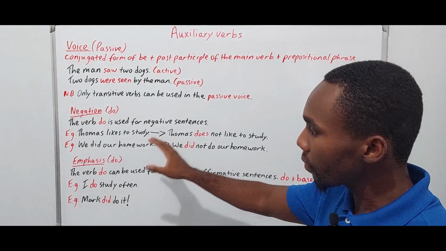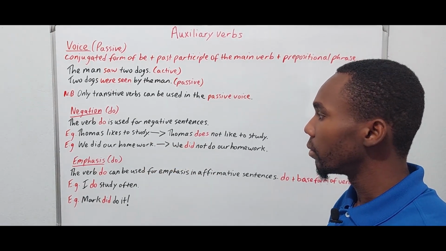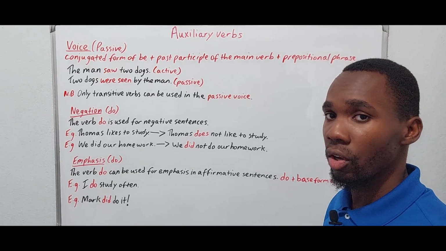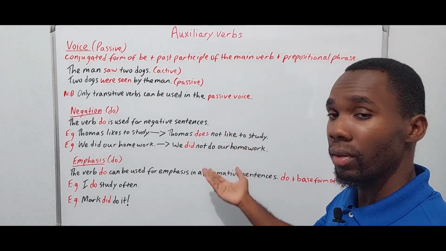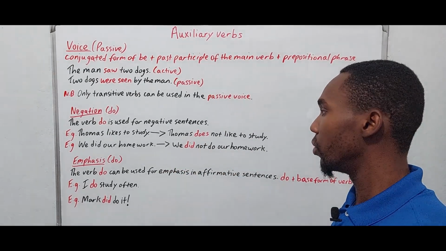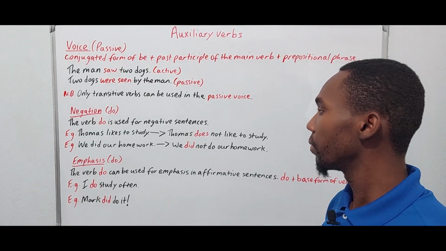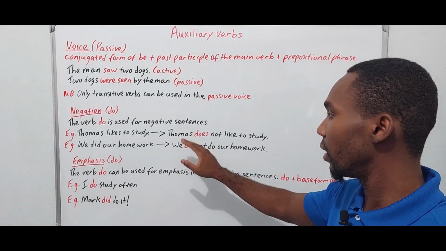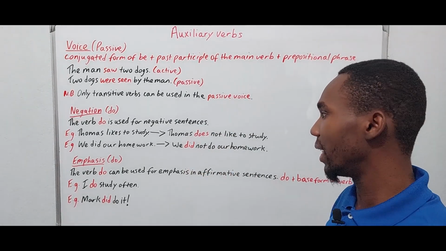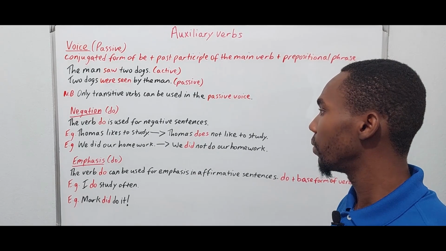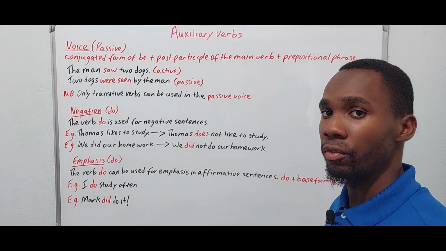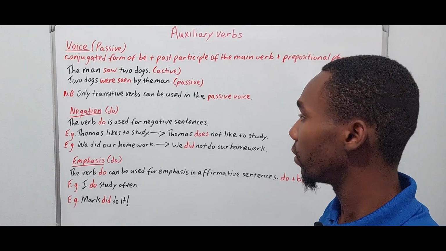Okay? We did our homework. If we want to make that negative, we have to add not, but we also need to add the verb do. And this is past tense. So we did not do our homework. So the did in this case is an auxiliary verb to do. And did would also indicate tense as well. But yes, the verb do can be used to form negative sentences, right?